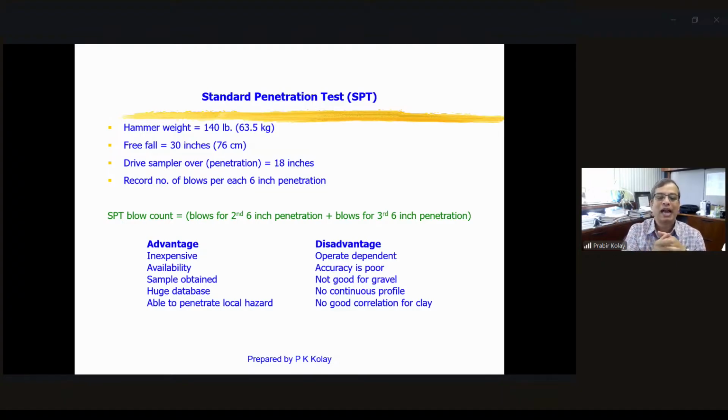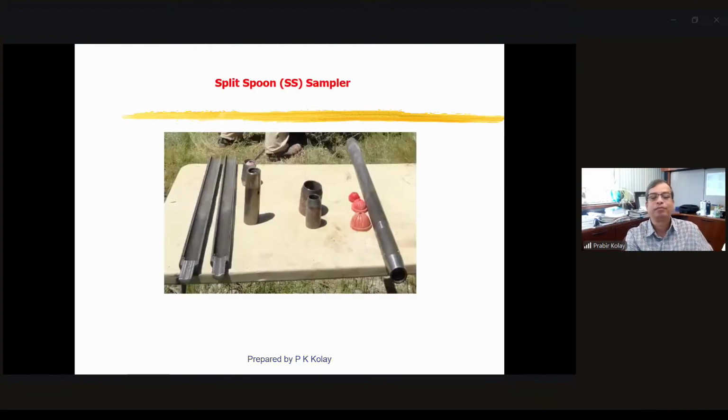Okay. So what is the advantage of this SPT test? It is inexpensive, available, gives a sample, has a huge database, and is able to penetrate local hard layers. Okay. And then disadvantages: operator dependent, accuracy is poor, not good for gravel, so it will be difficult to penetrate, no continuous profile, no good correlations for clay. Again, for clay, you cannot just use that, because you need to use the Shelby tube sampler.